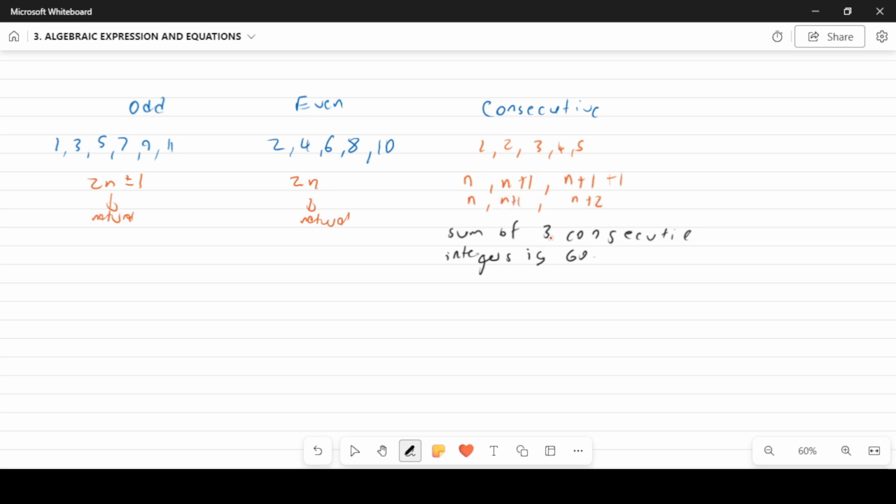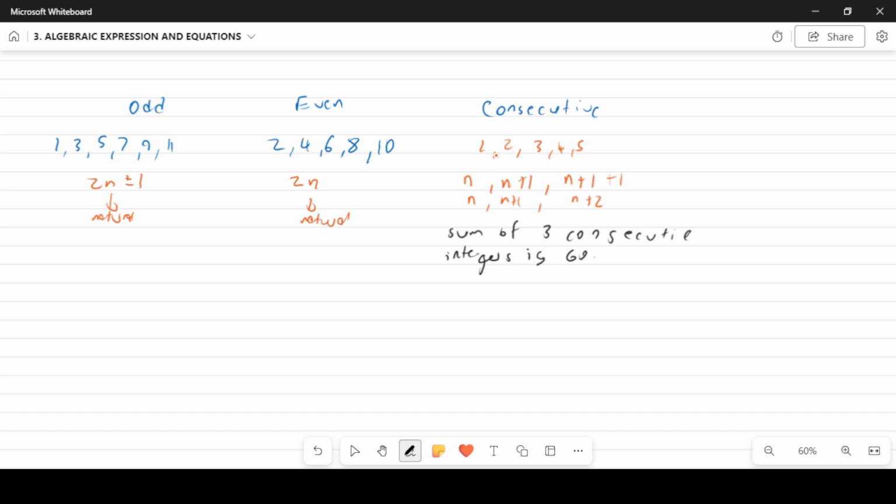It's important to note that these numbers can be positive, negative, or 0, just as long as they are in this sequence. Meaning that just as long as they come one after the other, then they are what we call consecutive numbers. We can say that 2 is subsequent to 1, which means it follows, it comes directly after 1.